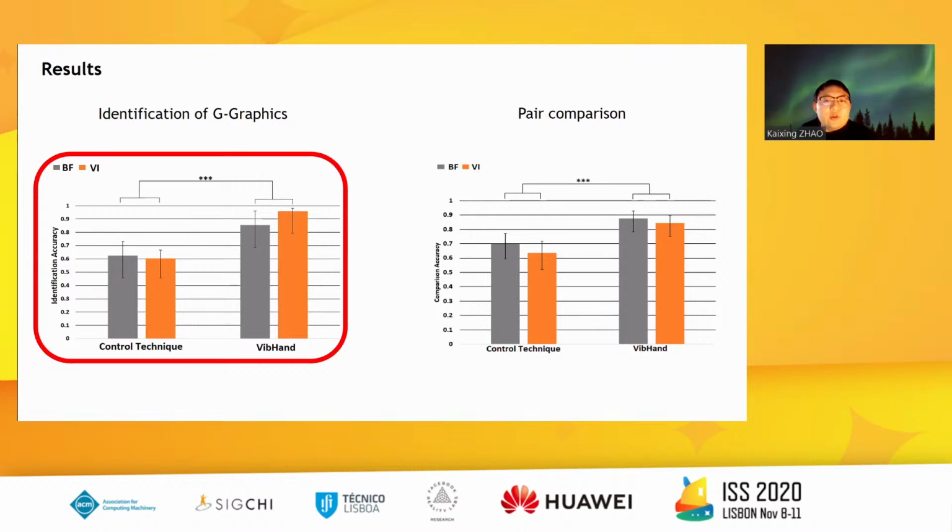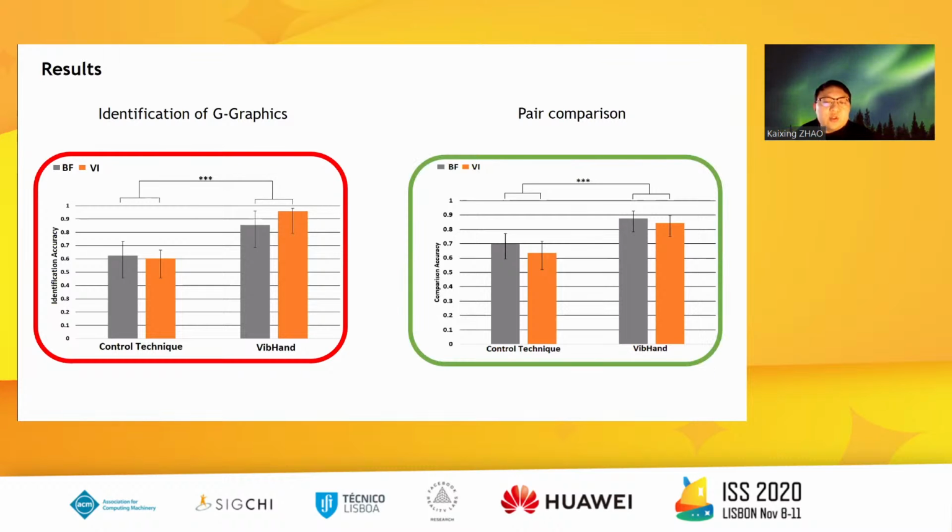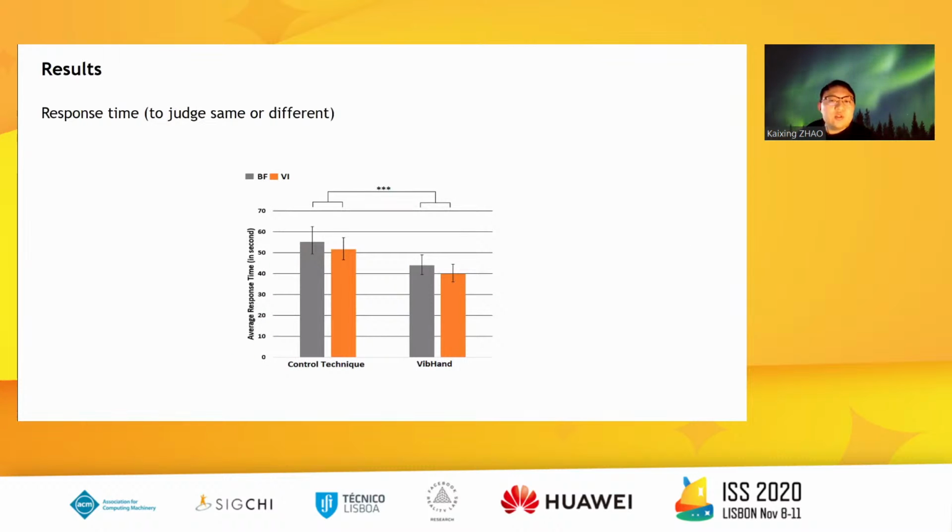In this slide, I first present the identification of geometrical graphics. The results show a significant effect of the interaction technique, but no effect of the visual details. For the pair comparison, there was a significant effect of the interaction technique too, but no effect of the visual details nor the graphic type. The response time is the time needed to decide if the second graphic is the same or different.